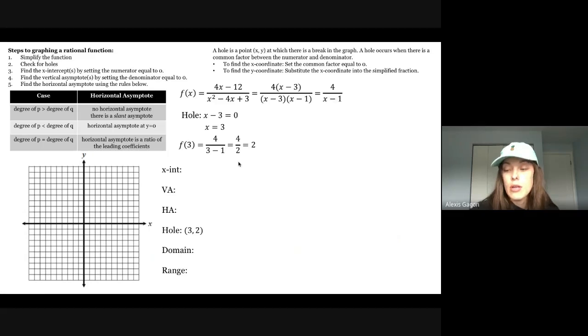So we have a hole here at 3, 2. So then if we go over 3 up 2, there is our hole right there. Okay.